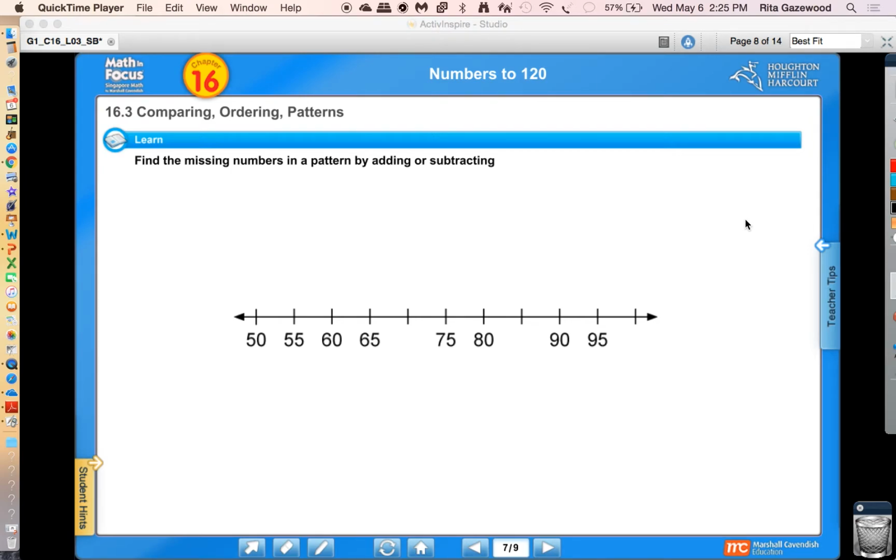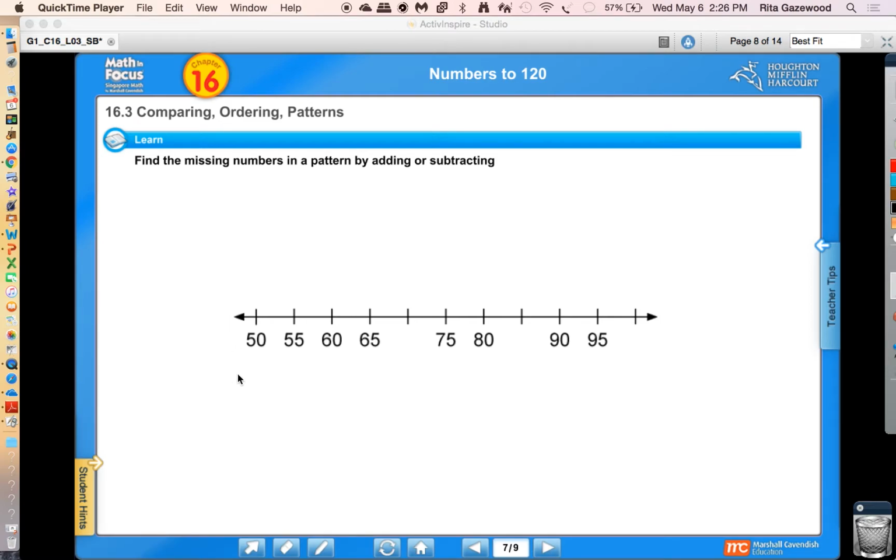In today's lesson, we're going to be working with number patterns to 120. We're going to be finding missing numbers in a pattern by adding or subtracting. In order to find the missing numbers, we have to first determine whether the pattern is an adding pattern or a subtracting pattern. If it's an adding pattern, the numbers are growing or counting higher. If it is a subtracting pattern, the numbers are smaller or counting backwards.